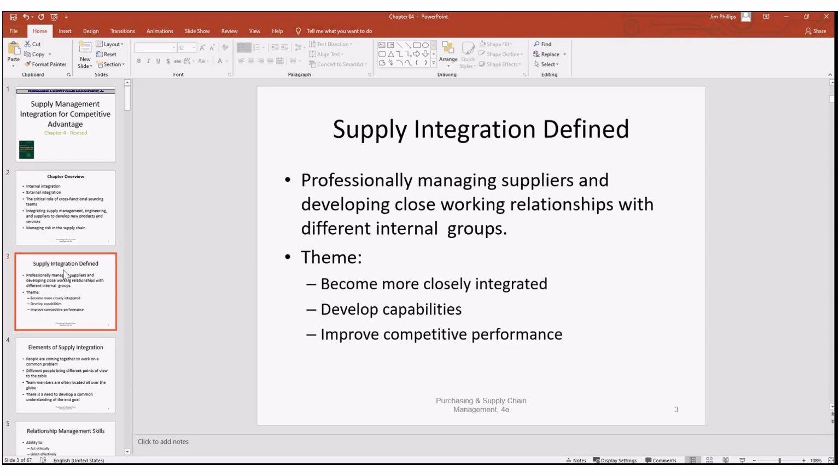We'll talk about how supply integration is defined, and that really is professionally managing your suppliers and developing close working relationships with different internal groups. Okay, and I know that a supplier is outside the company, and 90%, 95% of the time, it remains outside the company. In some rare cases, customers such as Honda and Toyota will invite a supplier to participate internally, which means come in-house to work on design concepts or major problem solving issues.